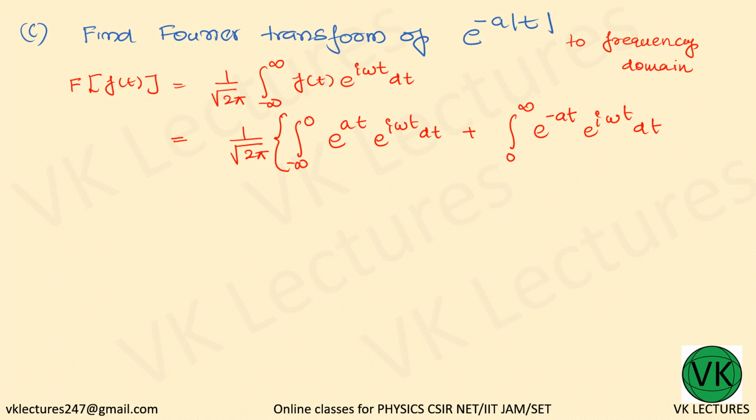Now what we know is that the integral from 0 to infinity of e to the power minus a t equals the integral from minus infinity to 0 of e to the power a t, which is equal to 1 divided by a. So just substitute these values.